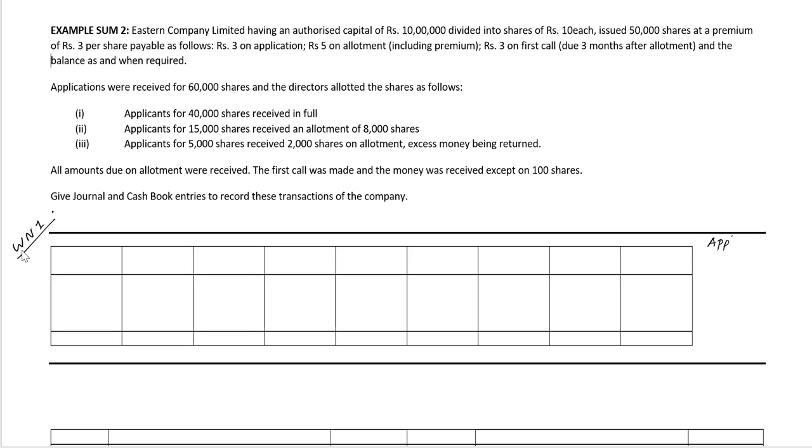Application is 3 rupees. Allotment is rupees 5 including premium of rupees 3, so it's 2 plus 3. First call is rupees 3. The amount is 8 plus 3 called up.